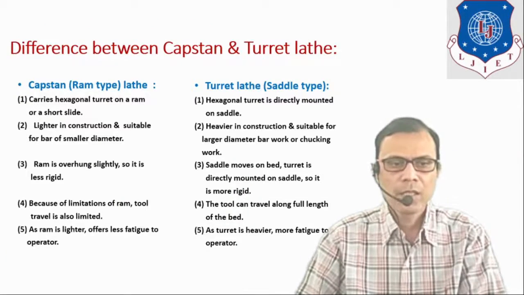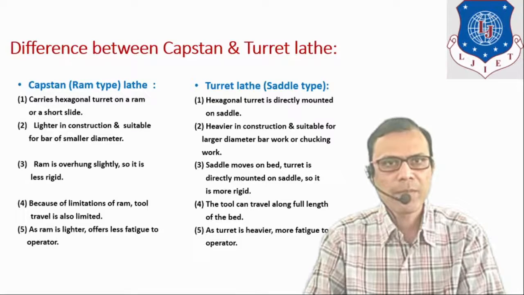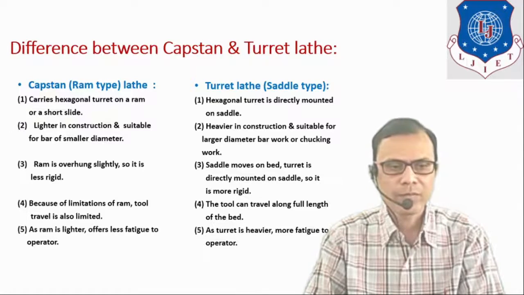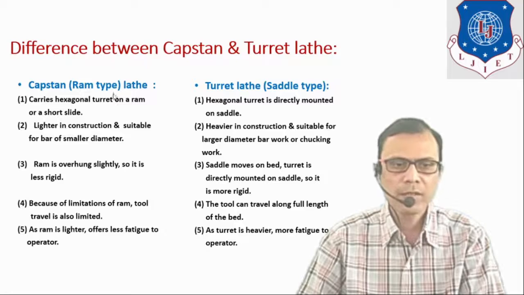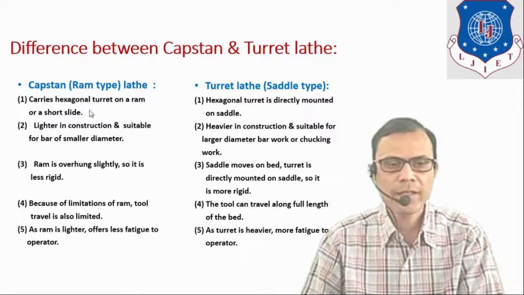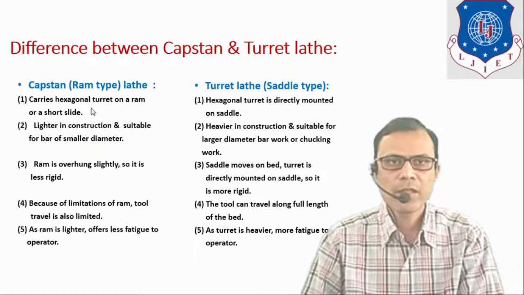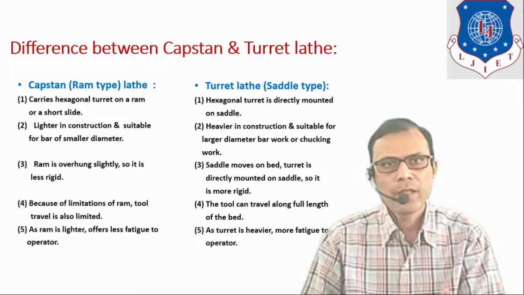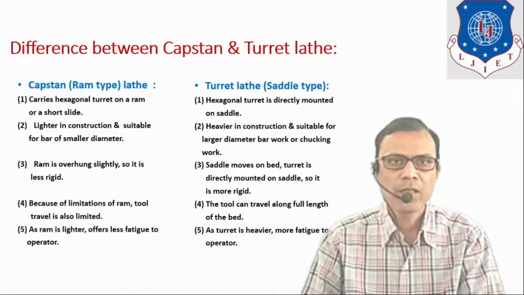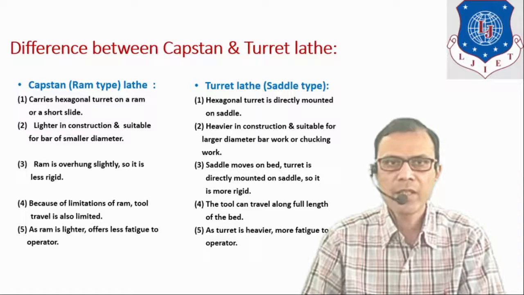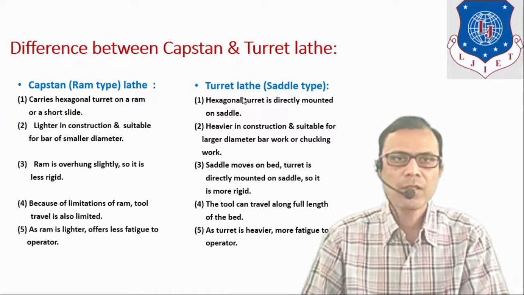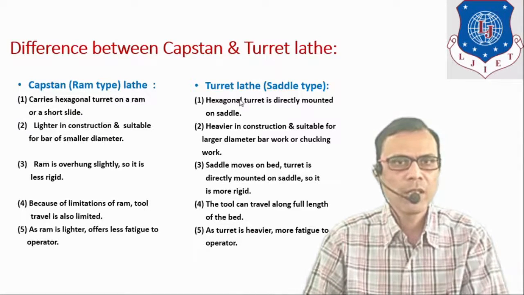Now let's see what is the difference between capstan and turret lathe. In case of capstan lathe, it carries the hexagonal turret on a ram. The hexagonal turret is mounted on a ram, and the ram is fitted on the slot on the short slide. But in case of turret lathe, the hexagonal turret is directly mounted on the saddle.